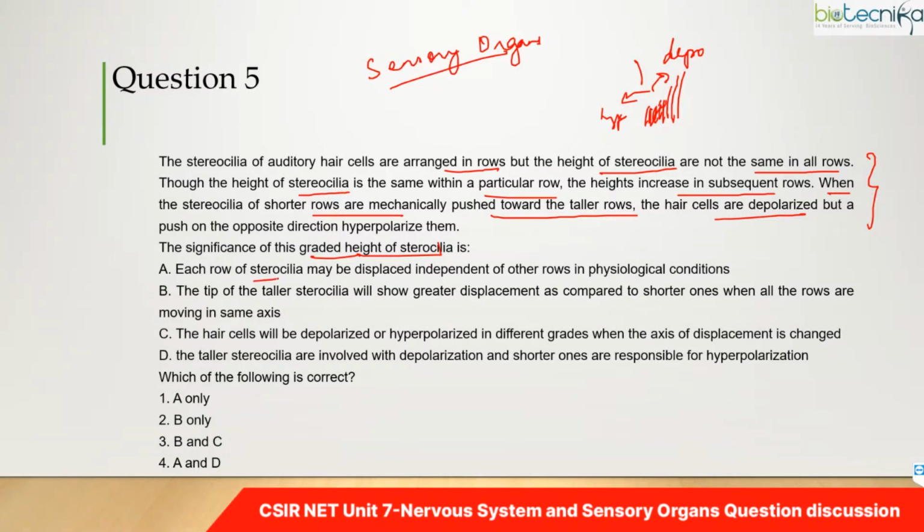A, each row of stereocilia may be displaced independent of other rows in physiological conditions. B, the tip of the taller stereocilia will show greater displacement as compared to shorter ones when all the rows are moving in same axis. C, the hair cells will be depolarized or hyperpolarized in different grades when the axis of displacement is changed. D, the taller stereocilia are involved with depolarization and shorter ones are responsible for hyperpolarization. So you have to try to find out which one is the correct statement over here. Okay, just read carefully. Already much of the information is given in the question.